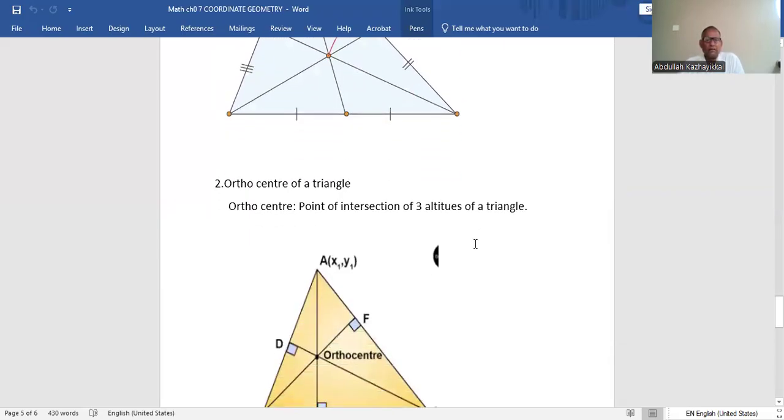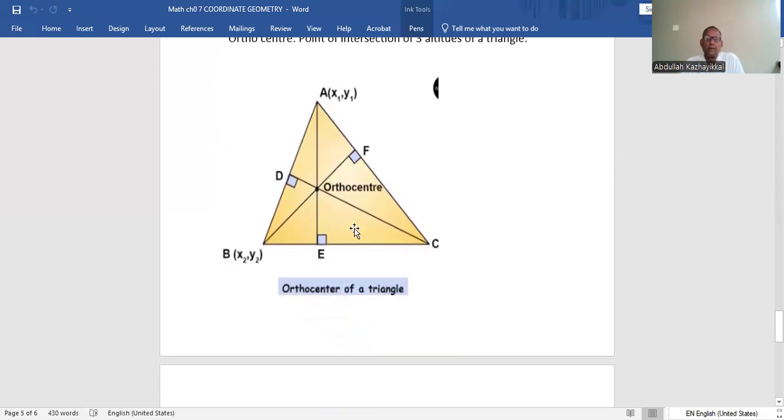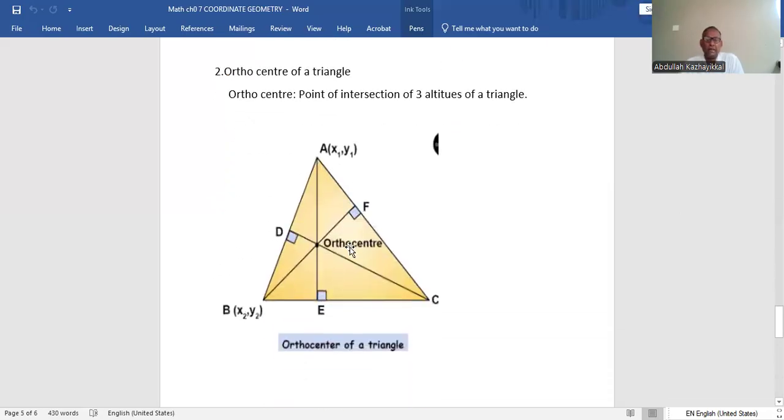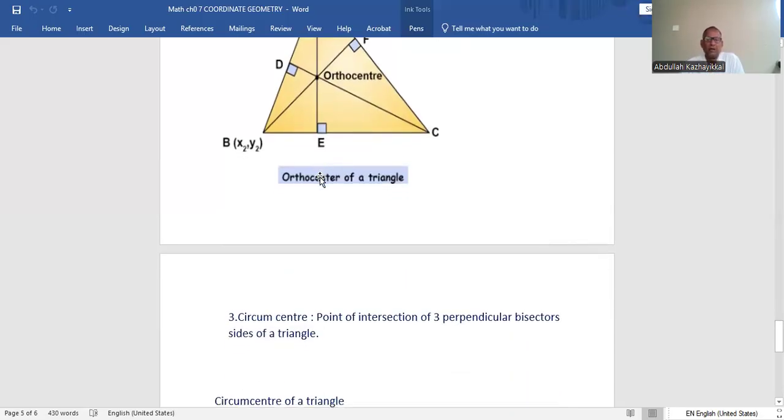Then coming to the orthocenter. Orthocenter is the point of intersection of the three altitudes of a triangle. Altitude is perpendicular, from the vertex to the opposite side at 90 degrees. This one also goes from the vertex to the opposite side, but it is not perpendicular, it goes to the middle. Maybe perpendicular sometimes, as in an isosceles triangle. But here it is perpendicular, the altitude. Orthocenter is the point of intersection of the three altitudes.